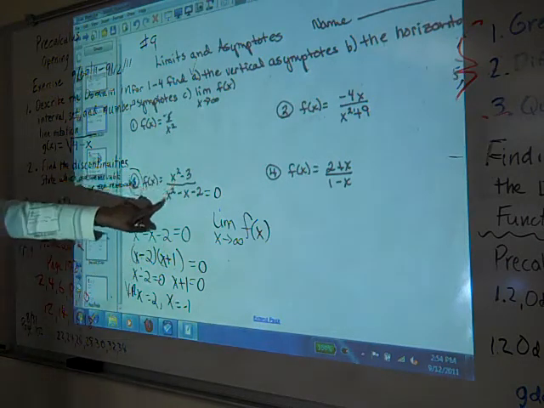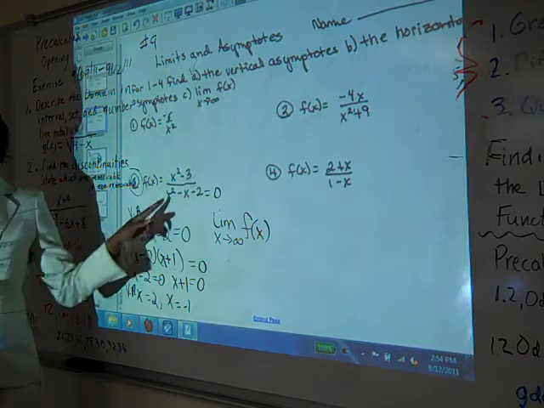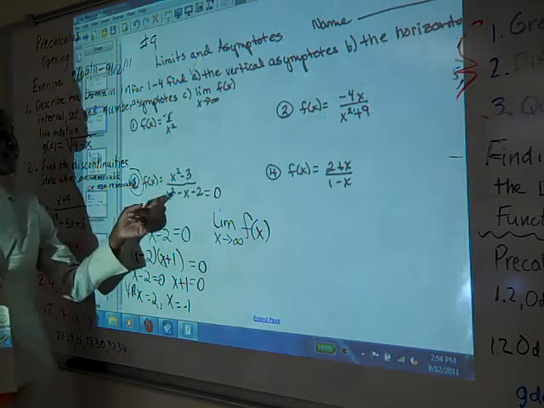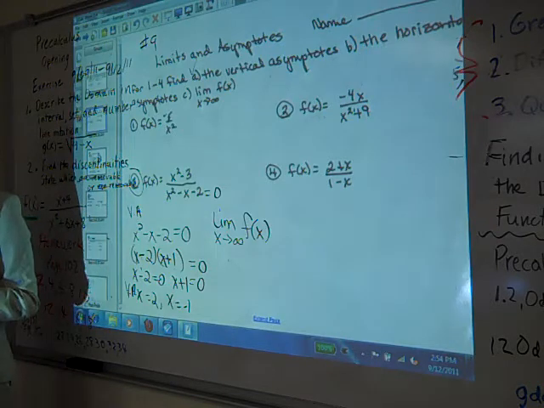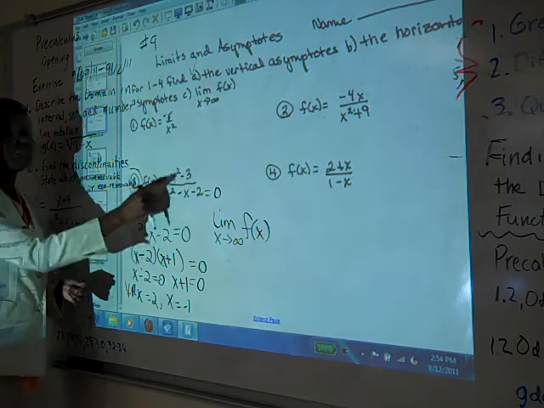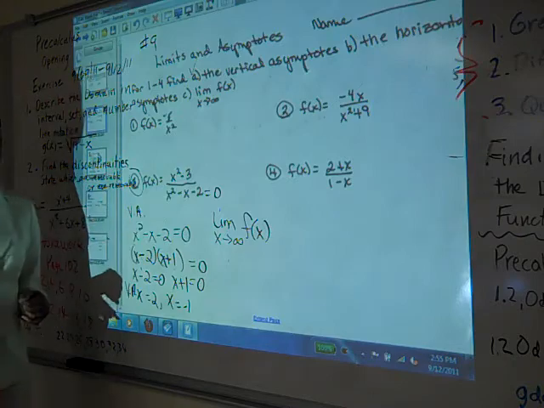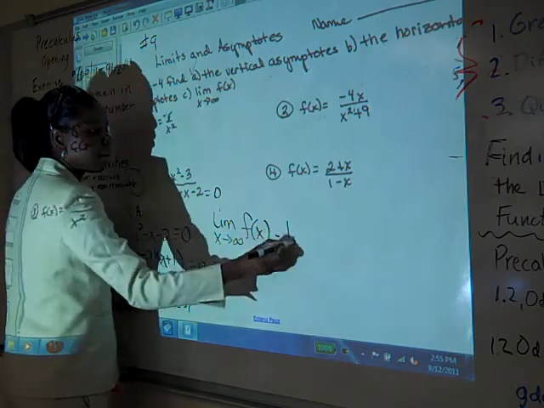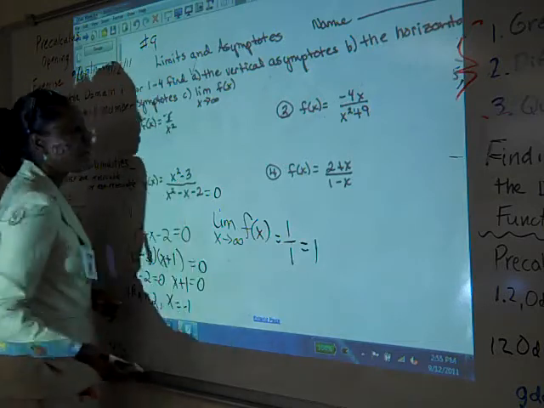The highest exponent, or the degree. It's not that you were wrong, I just want you to use the correct math terminology. The degree of the numerator and the denominator are equal. So, what do you use when the degrees are equal? The coefficients, fabulous. So what is the coefficient of the numerator? 1. So it equals 1 over 1, so it equals 1.